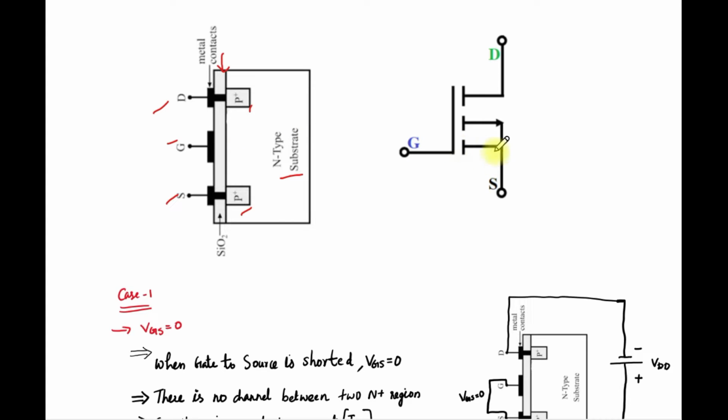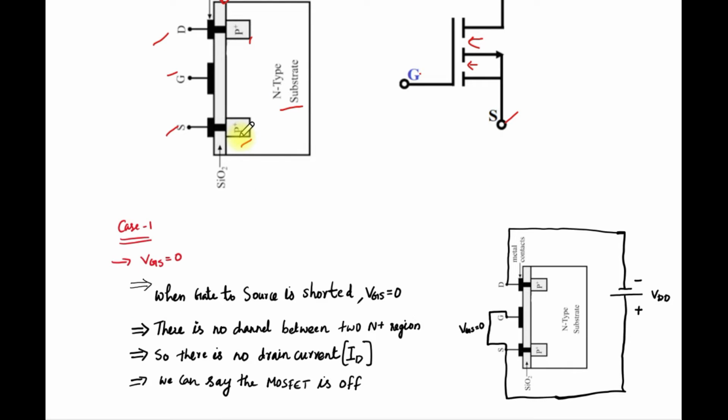The circuit symbol is given here. The circuit symbol looks like this. We have the gate, one drain, and also the source. Since there is an absence of a physical channel, we have a gap between the source and the drain. We don't have proper connectivity. We have a separation here. This separation indicates that the channel is not available, that is, the absence of a channel.